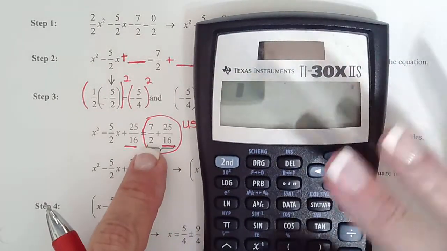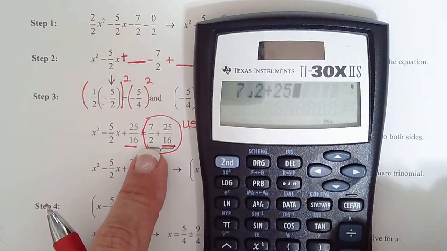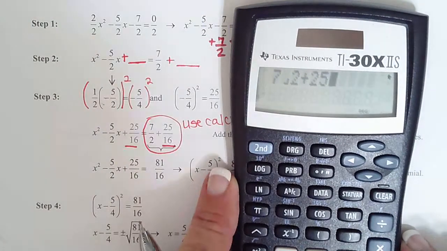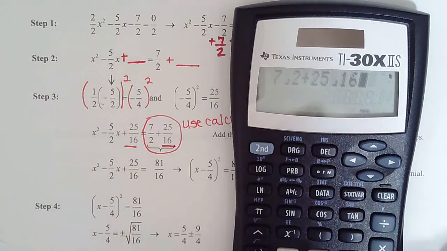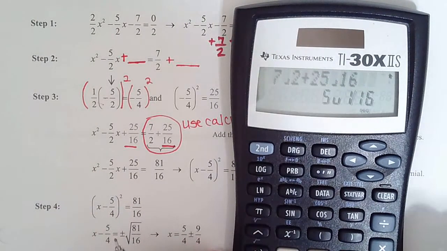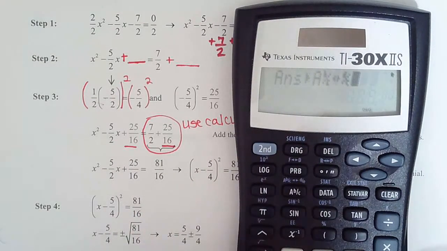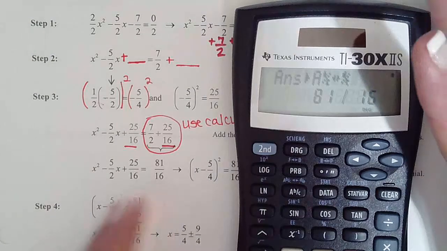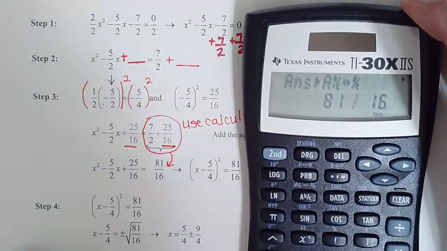So 7 fraction bar 2 plus 25 fraction bar 16. And remember, we don't want mixed numbers, so we do second AB over C, and we get 81/16. So that's how they got that to come out to 81/16.